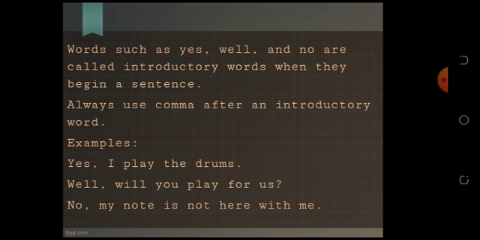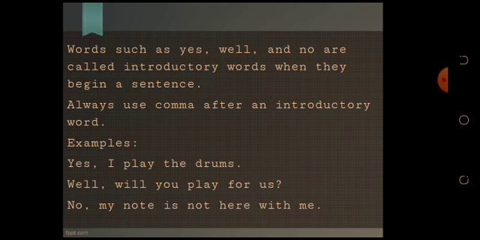Now, we have introductory words. Words such as yes, well, and no are called introductory words when they begin a sentence. Note, if they are at other parts of a sentence, maybe in the middle or at the end, they are not introductory words. It is only when they begin the sentence.